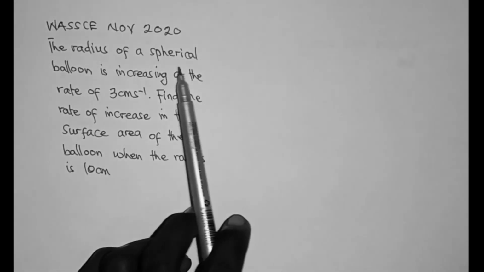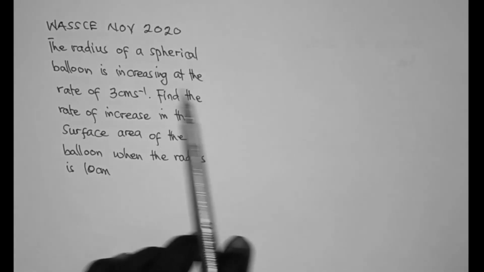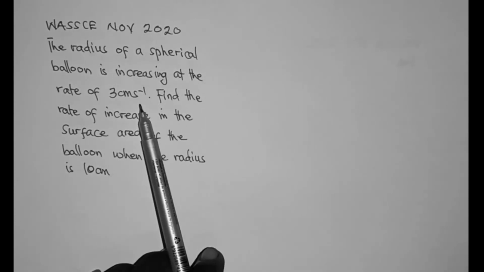The radius of a spherical balloon is increasing at the rate of 3 centimeters per second. Find the rate of increase in the surface area of the balloon when the radius is 10 centimeters.